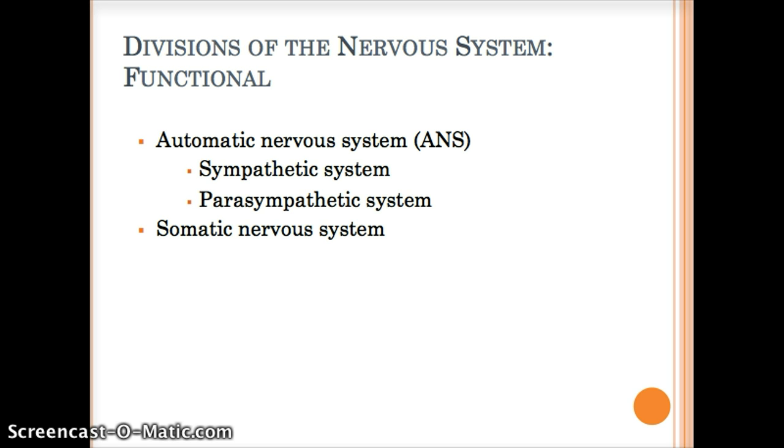Okay, then the somatic nervous system controls voluntary bodily functions. So the autonomic system controls involuntary activities like glandular secretions, heart function, digestive function. And then the somatic nervous system is controlling bodily functions, but voluntarily.